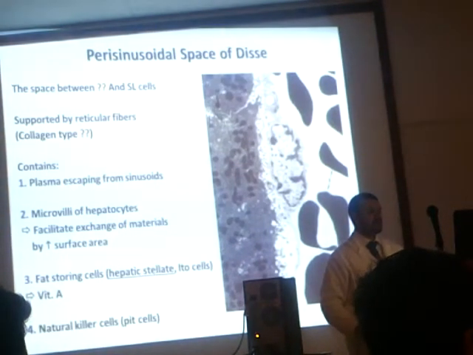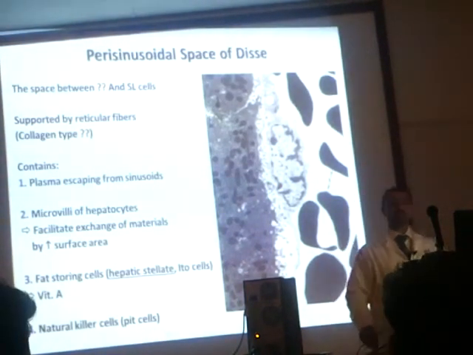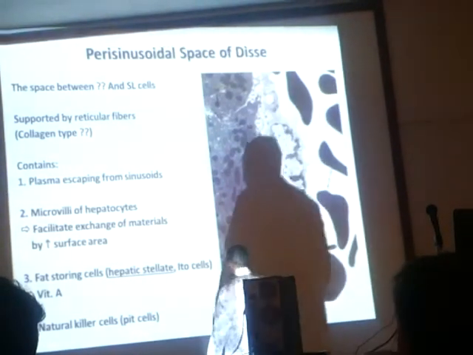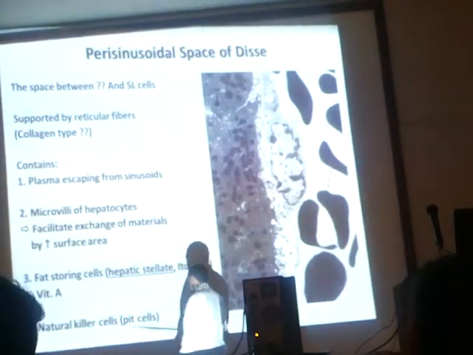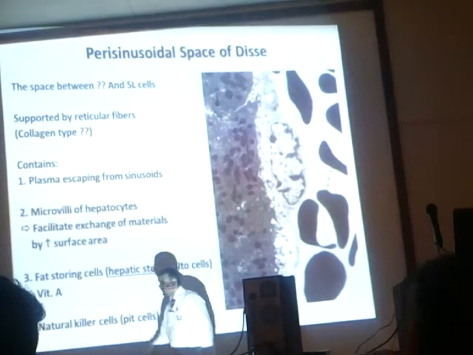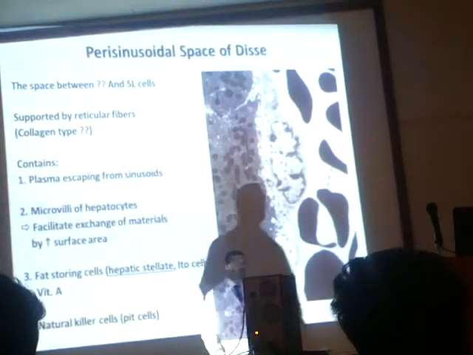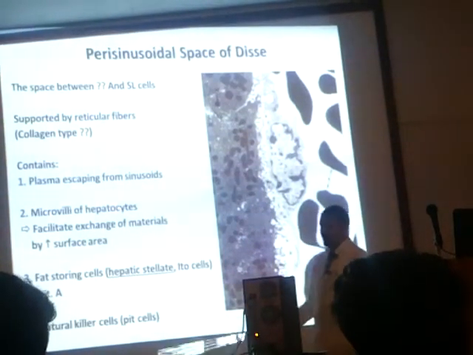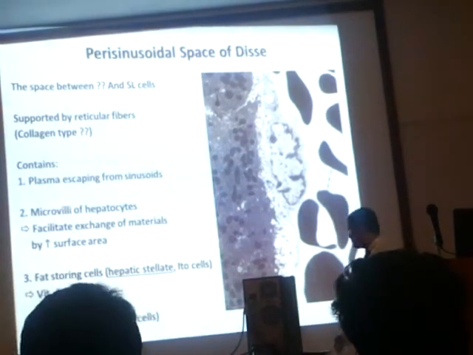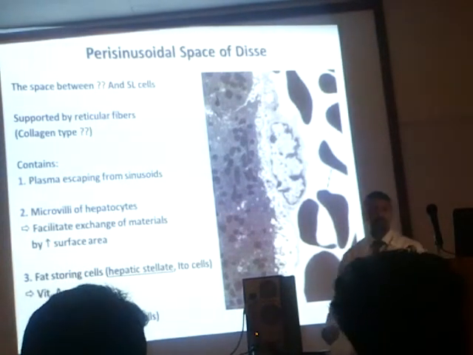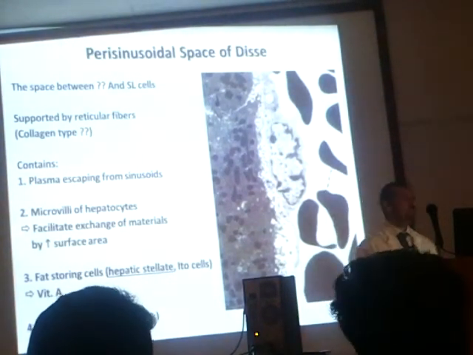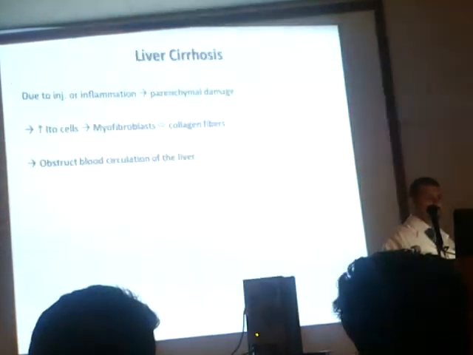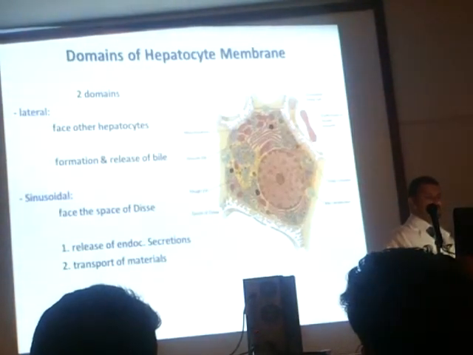So those are the fat absorbing cells. In addition, there is another type of cell known as natural killer cells or pit cells. What is the function of these cells? They are similar to T lymphocytes. Some research suggests that natural killer cells and T lymphocytes share a common precursor. So those cells are immune cells.